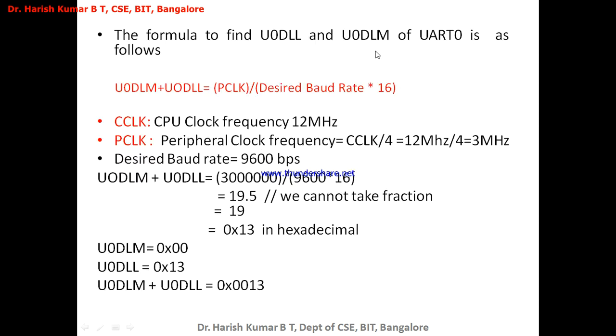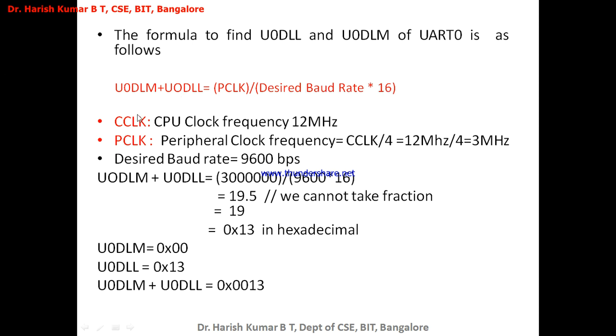Next. Now how to find this U0DLL and U0DLM of UART 0. This is the formula used. U0DLM, this is the most significant byte and this is the least significant byte, is equal to PCLK divided by desired baud rate into 16. Baud rate also I told in the previous class. It is the number of bits transmitted per second, and again both the communicating parties should agree on this baud rate. Now desired baud rate into 16.